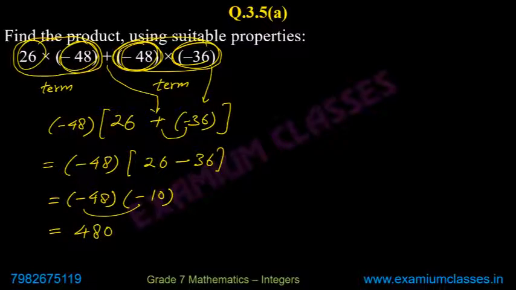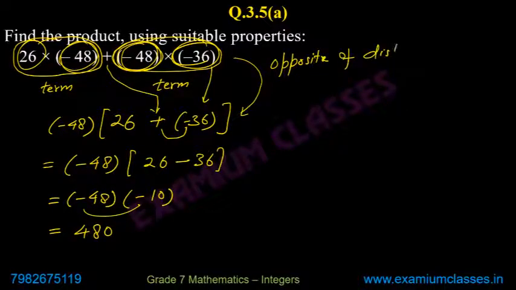Property is distributive. It is actually opposite of distributive property. You will write it distributive, okay? I'm just telling you it is opposite of distributive. Actually, when you study distributive property, you move from here to here.